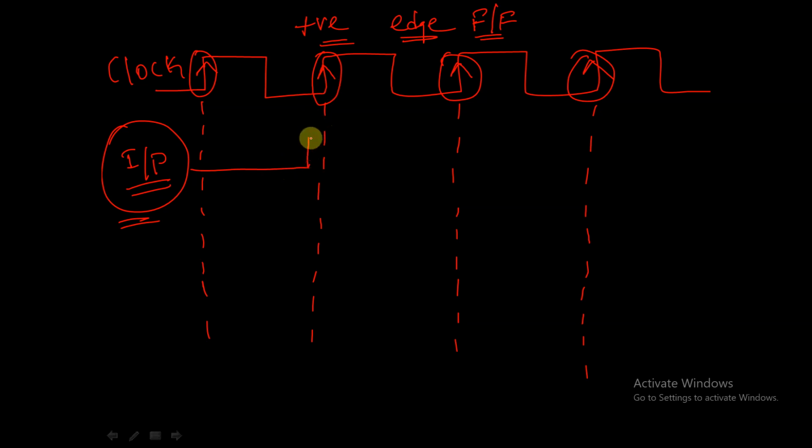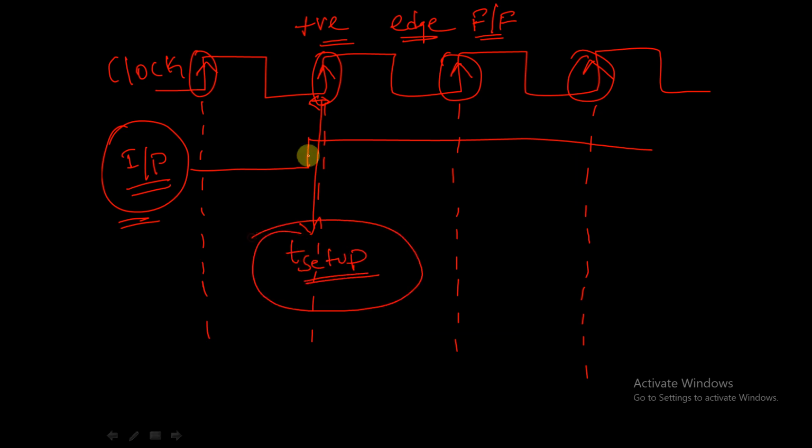This is where I should apply the input. Okay, so for every flip flop there will be certain setup times. Let's say for this positive edge flip flop, this is the setup time. This small amount of period is called setup time, T setup. So for any input to be recognized correctly, it should be given before this time. You can observe this time, right? So before this time interval only, the input should be applied.